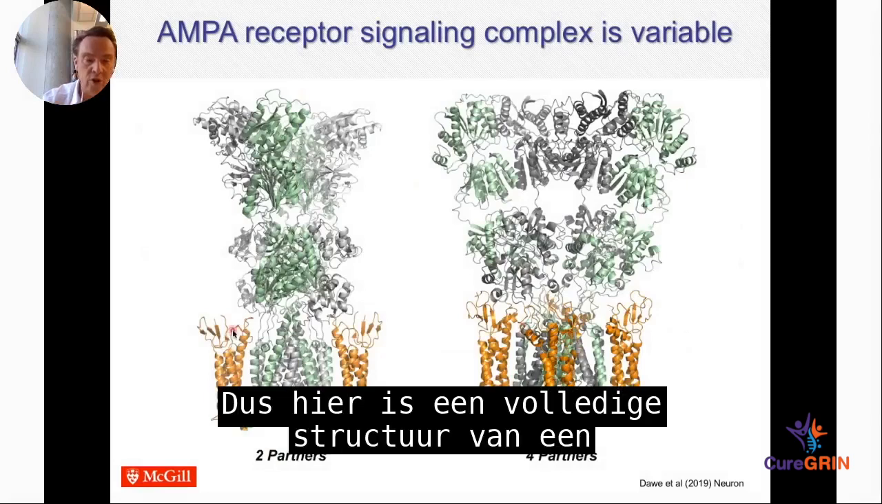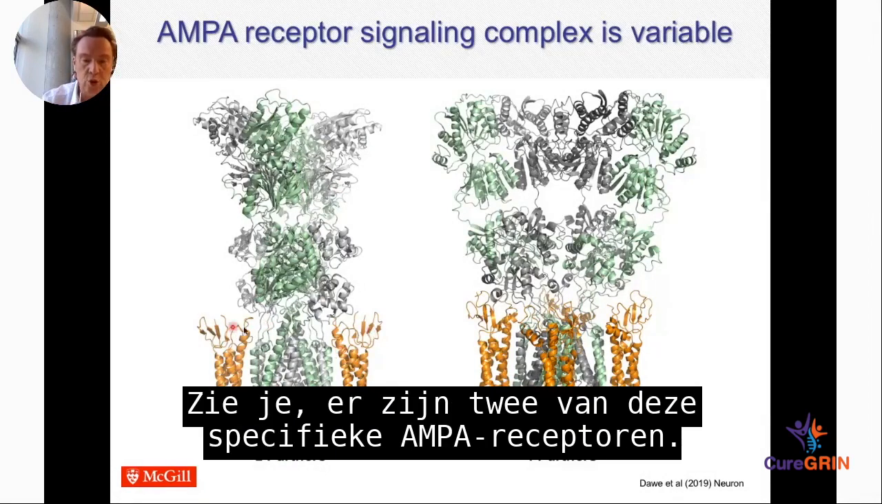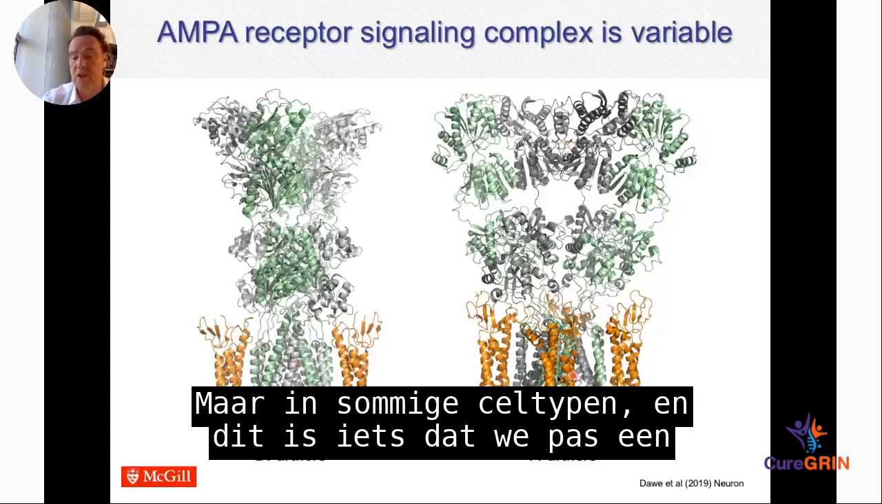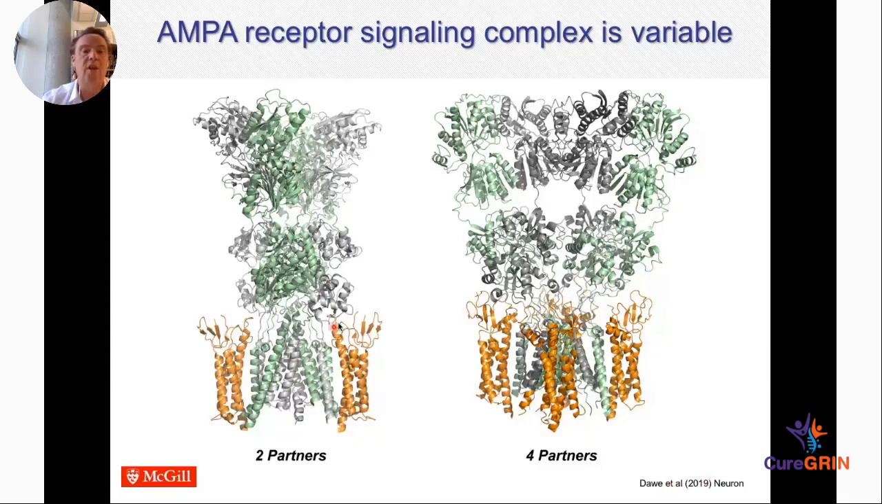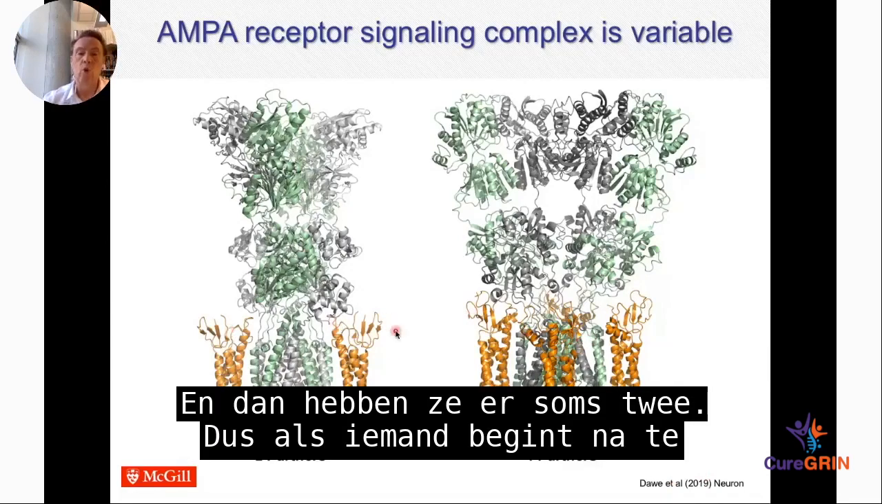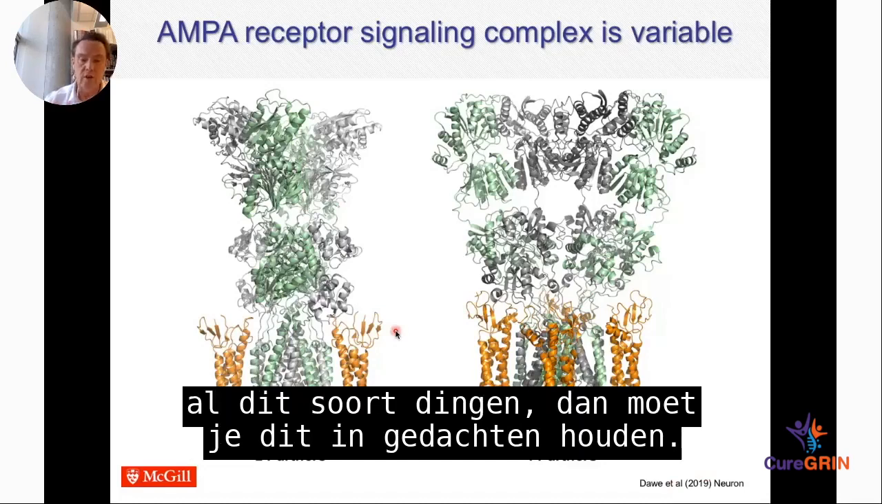So here's a full-length structure of an AMPA receptor here in the green and gray. And here's one of these helper proteins. You see there's two on this particular AMPA receptor. But in some cell types, and this is something that we reported only back 1 year ago, sometimes they have 4 helper proteins, and then sometimes they have 2. So when one is starting to think about therapy, thinking about pharmacology and all these kind of things, then you have to keep this in mind, okay?